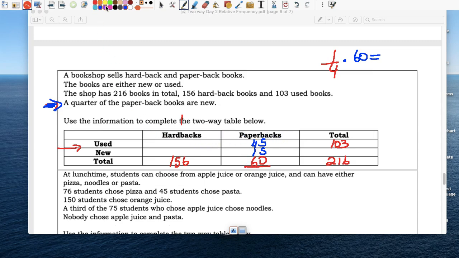So change colors. Hardbacks. So something plus 45 is 103. That's going to give me 58 over here. 58 plus something is 156. That's going to give me 98. And then 98 plus 15 is the total number of new books, which is 113. And if you add this way, you get 216. And if you add this way, you also get 216. All right.